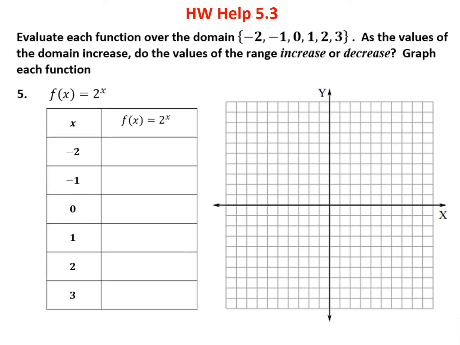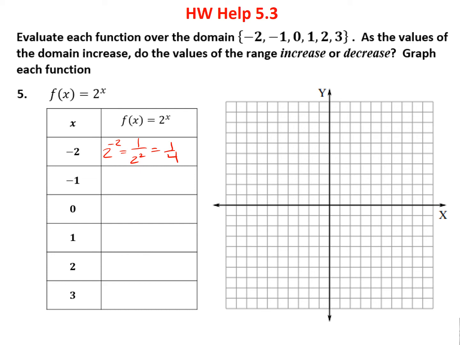Now for problem 5, we're going to do what we did in the last two problems. We're going to do it for several values and then graph it. So when I want to find f of minus 2, I'm going to put this in for x. The first one here is 2 to the minus 2. Well, that's going to be 1 over 2 squared, which is going to be 1/4.